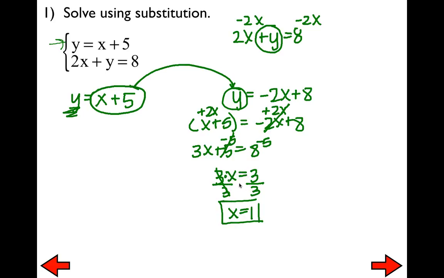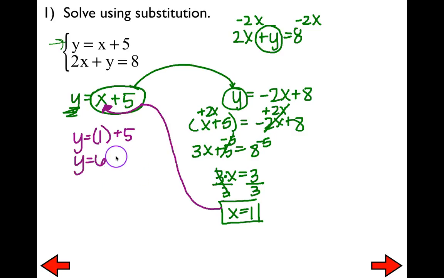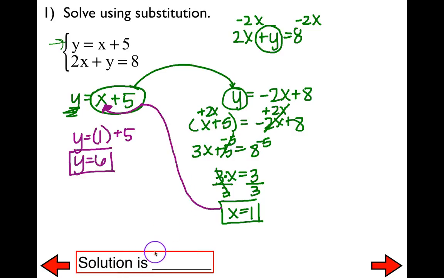But I'm not done yet. I need to substitute this back into another original equation. Let's plug it in for x. So now we have y equals, instead of x, let's substitute our 1 plus 5. So I'm going to be left with y equals 6. So now, since I have both x and y, I can say that I think the solution is 1, 6. And again, you know that I always say I think at first because I'm not sure until I have checked my answer.